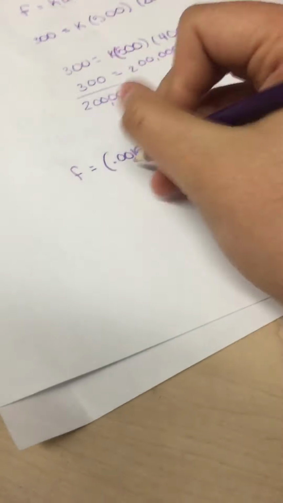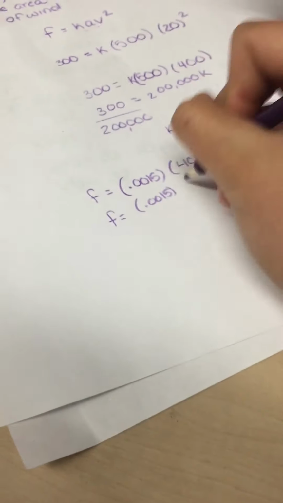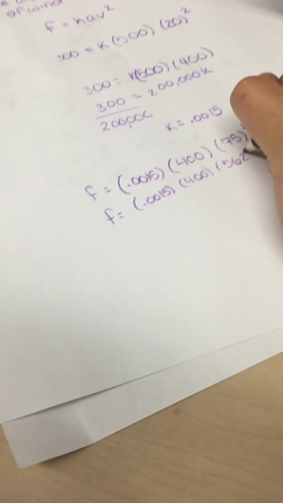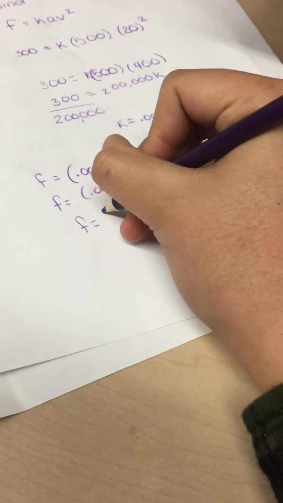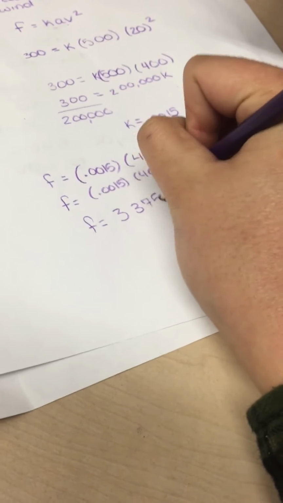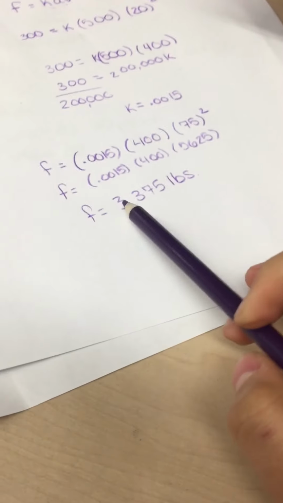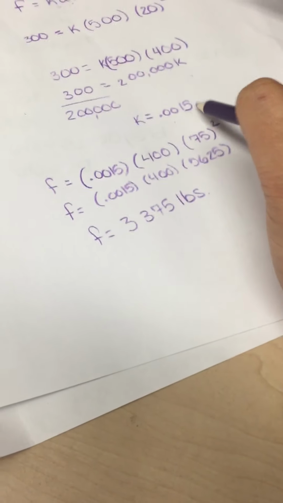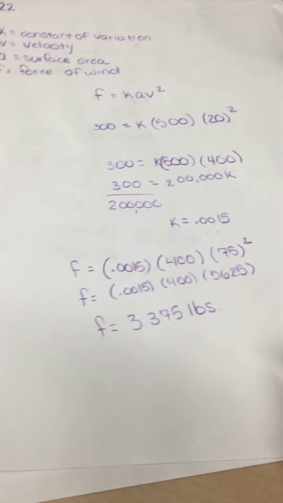Next we're just going to do this part out. So we're going to get F equals 0.0015 times 400 times 5,625. Now we're just going to multiply these all together, and we're going to get F equals 3,375 pounds of force. So this is going to be your answer, and this is your constant of variation. So it's a really simple problem.